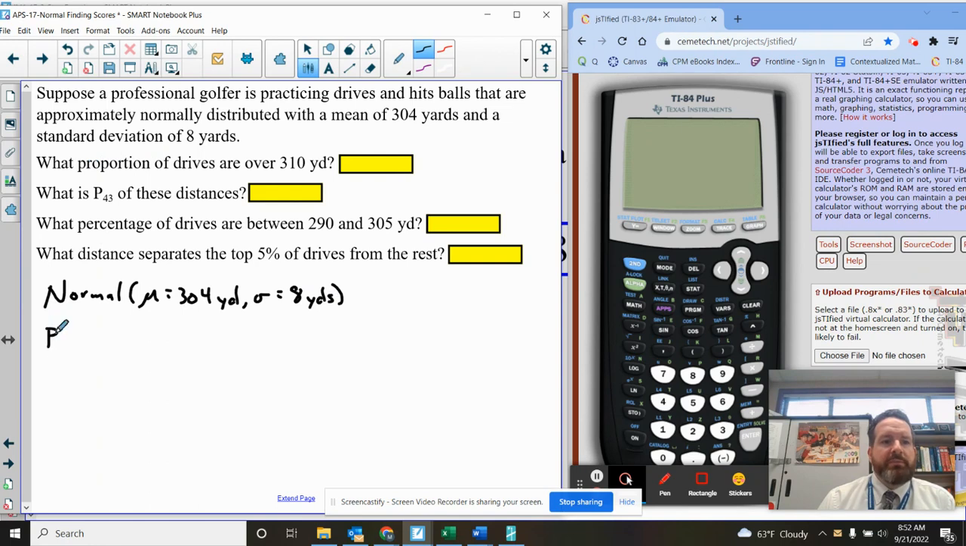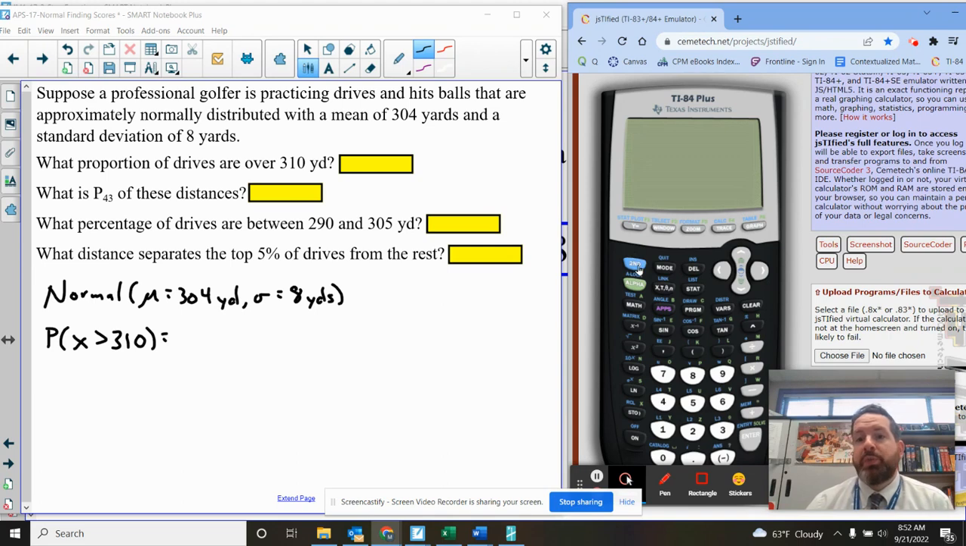So what proportion of the drives are over, and I'm using X since we're talking about a data value, what of these distances are over 310 yards? So I've specified my distribution, specified the problem, we're ready to calculate. So over here to our calculator, if you are finding a percentage or proportion, you want your normal CDF. Second VARS, choose number 2.